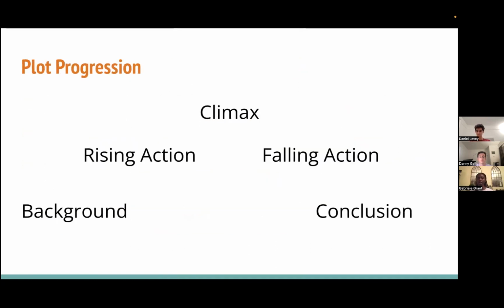So for creative writing, there's something called a basic plot progression, and this is what it looks like. These five components, background, rising action, climax, falling action, and conclusion, are what make up the progression of most creative writing pieces. So starting with background, when creating a story, it's important to be thorough when introducing the characters and setting.